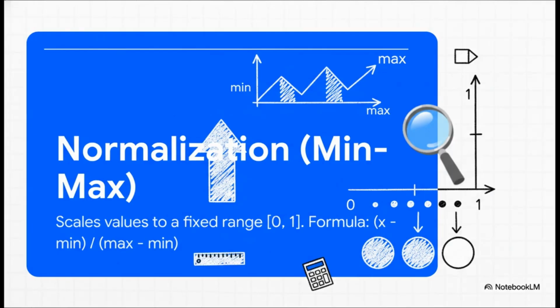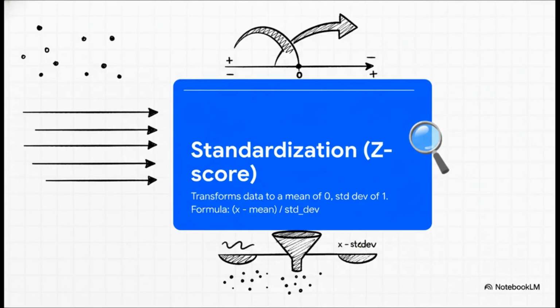So how does normalization actually work? Well, the formula looks a little complex, but the idea is simple. For every value, you subtract the minimum value of that entire feature, and then you divide by the range, which is just the max minus the min. That's it. Every single data point now sits somewhere between 0 and 1.